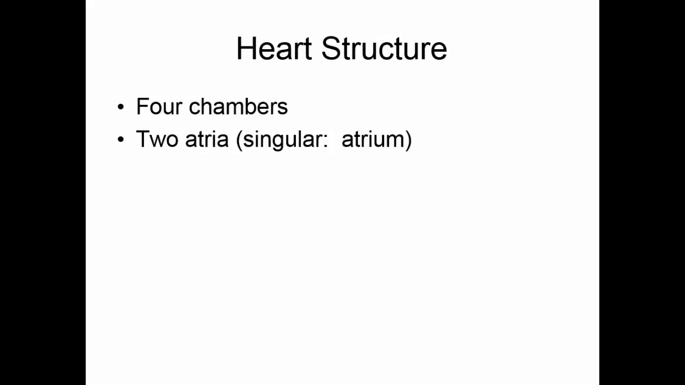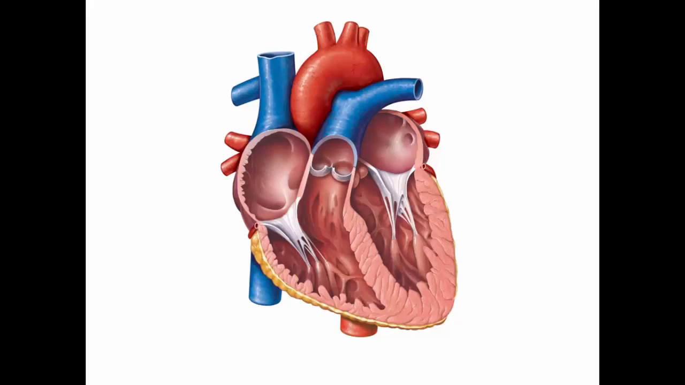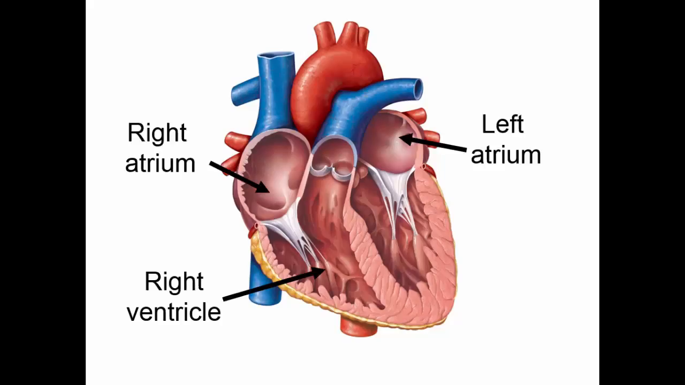The heart is composed of 4 chambers, 2 atria, that's a plural, singular is atrium, one on the right side and one on the left. The atria are known as the receiving chambers. When blood enters the heart, it comes into the atria. Then there are 2 ventricles. Again, we have one on the right side and one on the left side. These are the discharging chambers of the heart. Blood leaves the heart from these 2 chambers. So as we look at the heart, we have the right atrium and the left atrium, and then we have the right ventricle and the left ventricle.